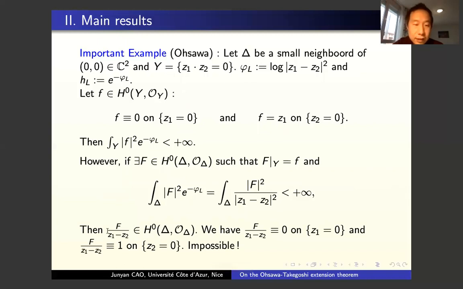So that means that this meromorphic function is L2 bounded. Therefore it's holomorphic. But by using this boundary condition, the quotient equals 0 on one component, and the second boundary condition implies that it equals 1 on another component. But these two components intersect at the central point, so therefore it's impossible. So in general, if we just assume that small f satisfies this L2 condition, it's not sufficient for applications.